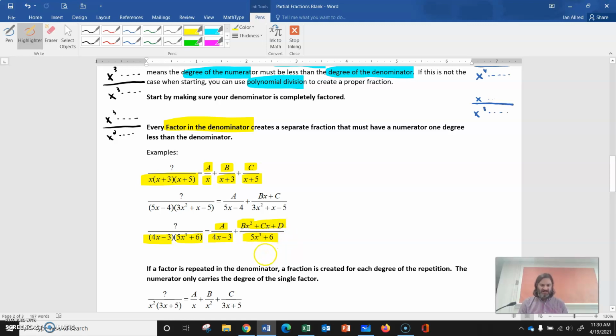So any denominator you set up, you need the numerator to be 1 degree less, and you need to account for any term that could be there.